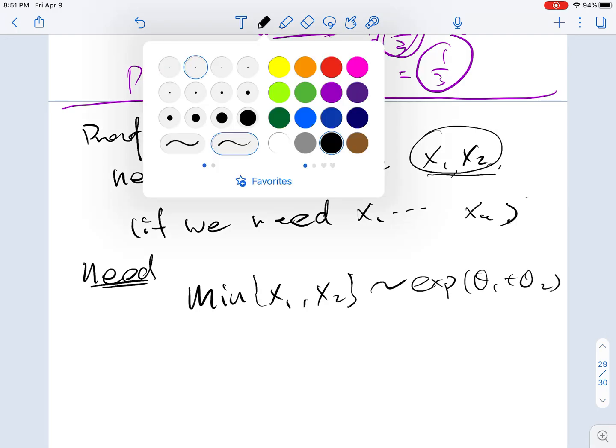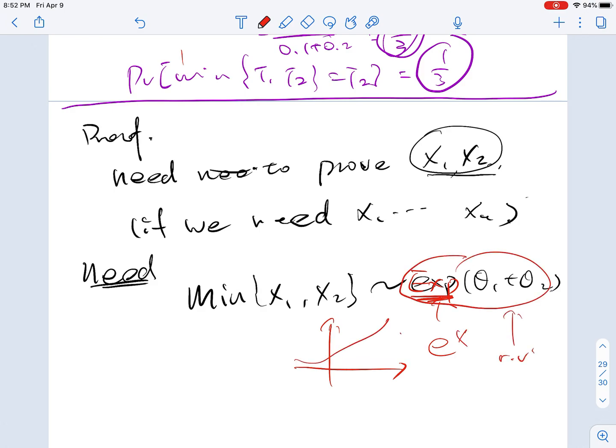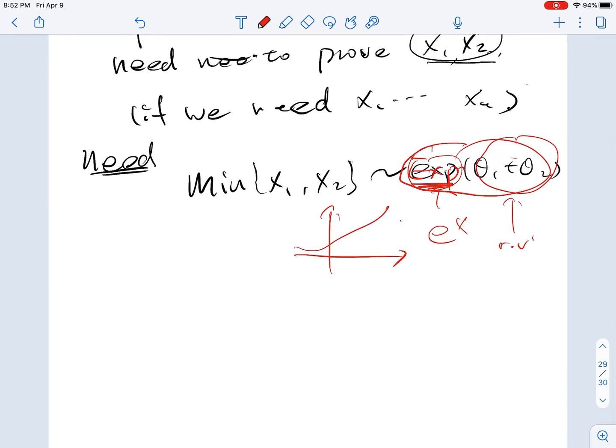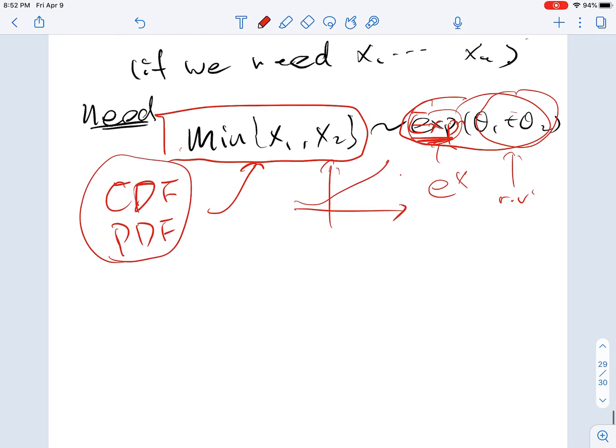Here you need to be a bit careful. When I write exp here, a lot of times before this lecture we were referring to an exponential function. Here it refers to a random variable with a specific parameter, so be a bit careful. Now, how do we prove that? We want to compute the PDF or CDF, or whatever characterizes this distribution. It turns out that this is related to order statistics.